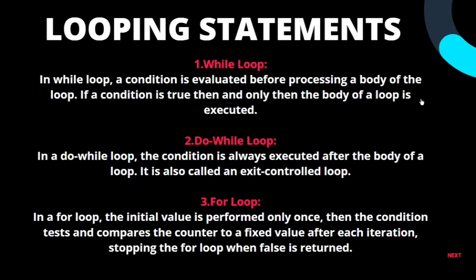Then comes the for loop. In a for loop, the initial value is performed only once. Then the condition tests and compares the counter to a fixed value after each iteration, stopping the for loop when the false is returned.